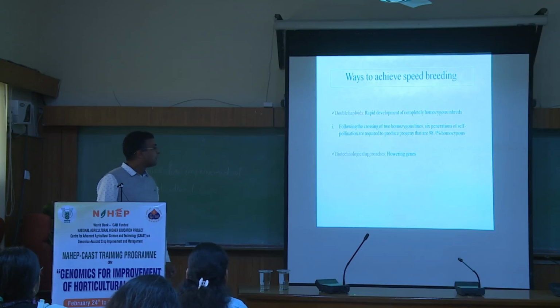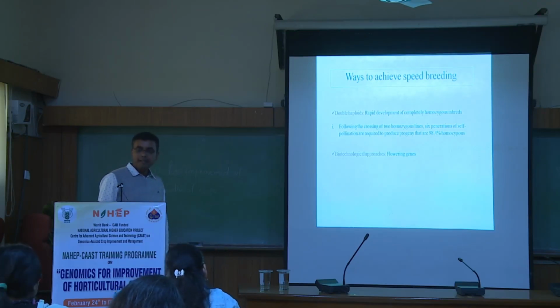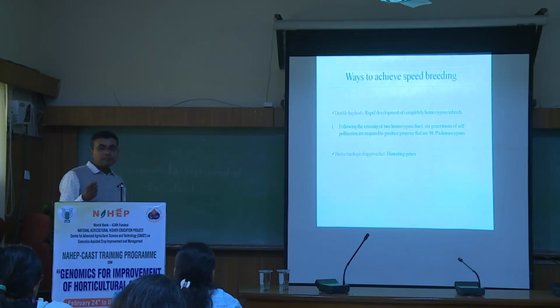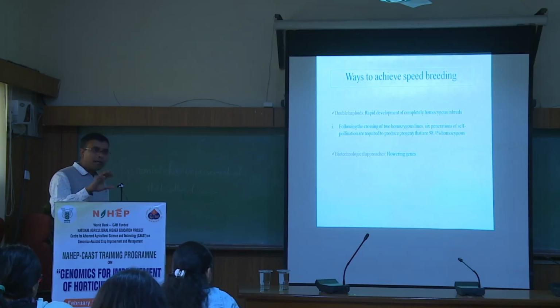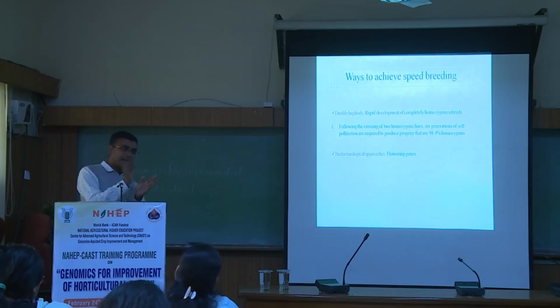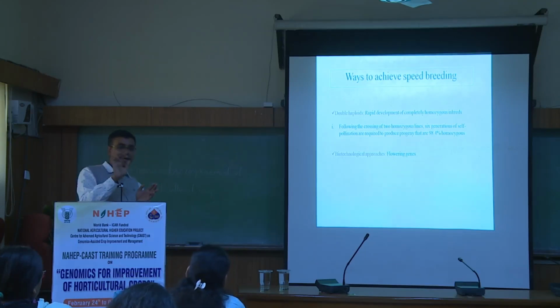Then another is the double haploid. What is double haploid? You are first producing haploid plants, then you are diploidizing them. So immediately, whatever the composition of the haploids, if you are diploidizing them, what are you getting?